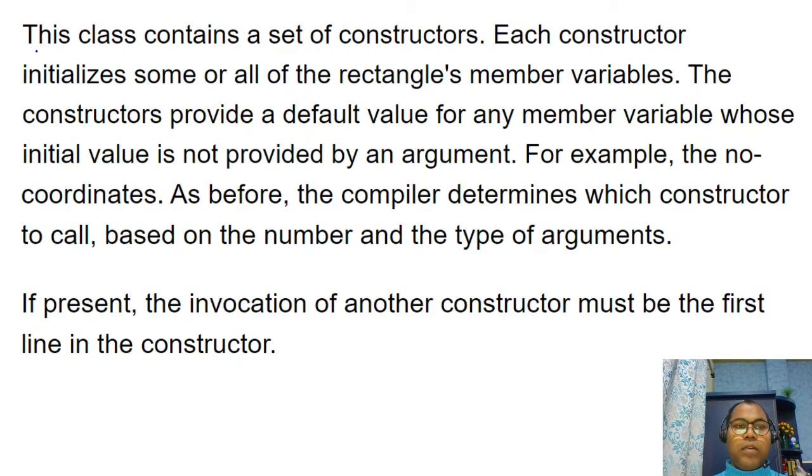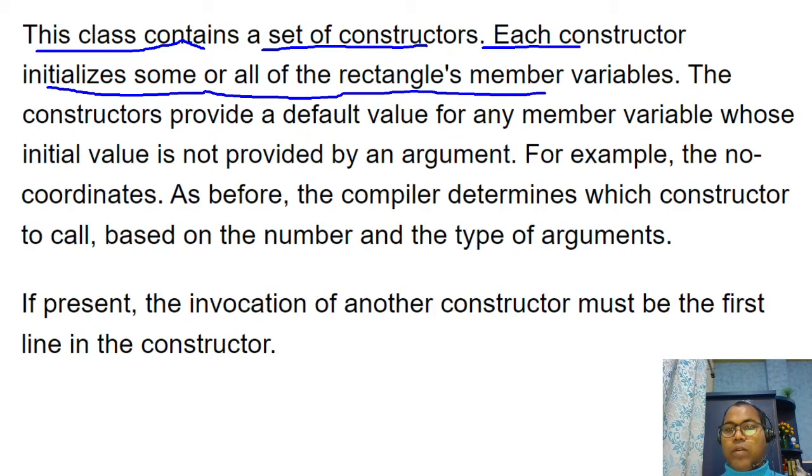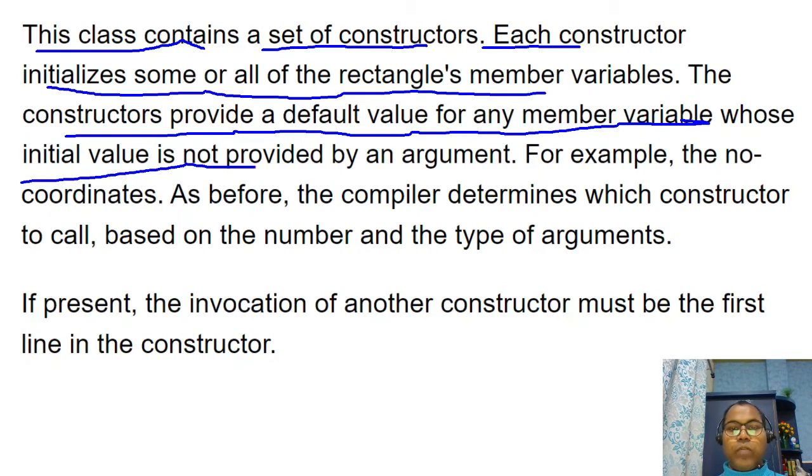And this class contains a set of constructors. Each constructor initializes some or all of the Rectangle members. The constructors provide a default value for any variable whose initial value is not provided by the argument. So while a client or customer creates an object of the class, they may not pass all the arguments, but your class has multiple constructors, so you can use multiple constructors with the this keyword.